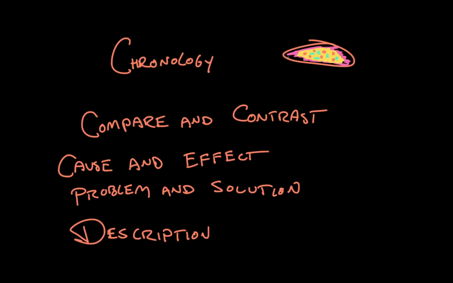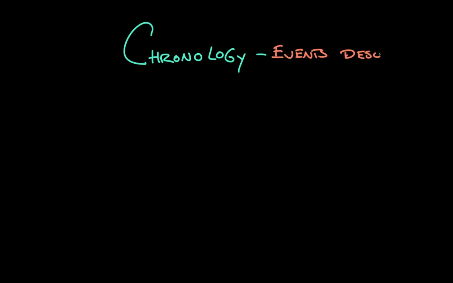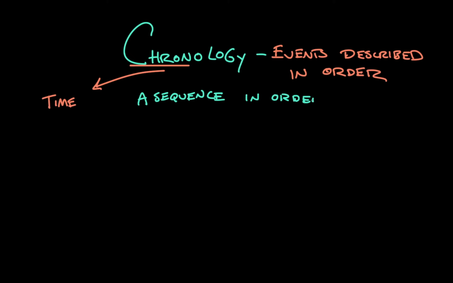So, chronology. Chronology is events described in order. Chronos is Greek for time, so anything that has that distinctive CHRON root is going to be about time. Chronicle, chronometer, chronically. You can suss out if a text is using a chronological structure if it's a sequence in a particular order, or if it's telling a story from history.